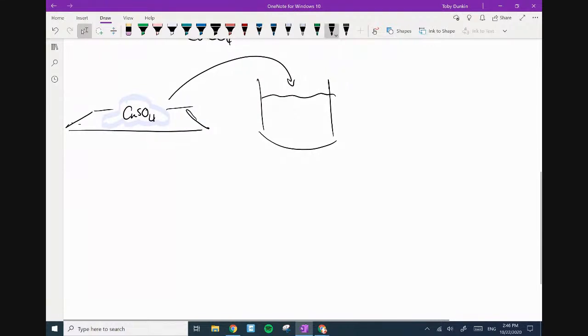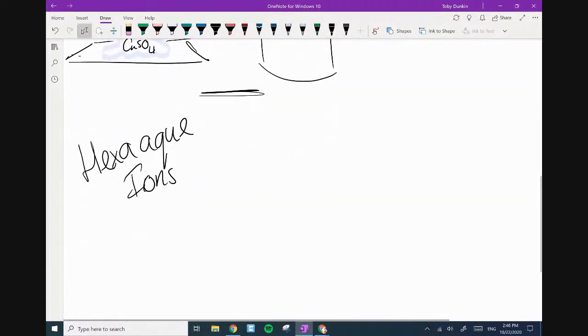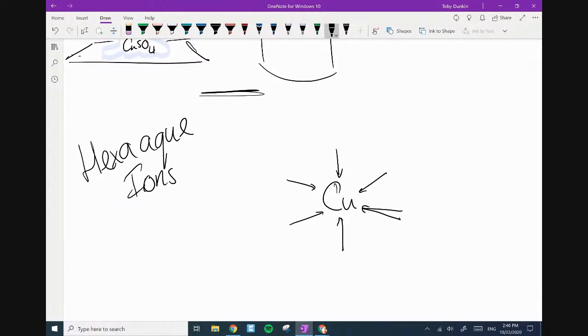Everything starts off as the hexaaqua ion. So we're going to form the hexaaqua copper 2 complex. Everything starts off hexaaqua. Let's now make it 3D. Water, water, water, water, water, and water. I like it. I'm going to add in my H's.